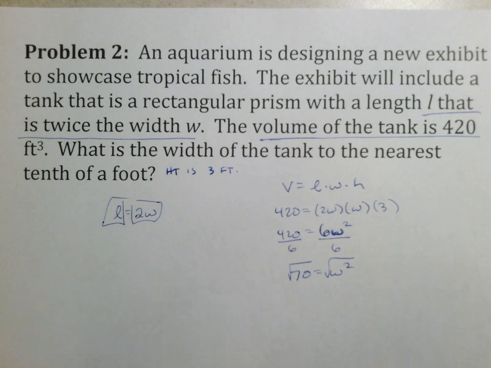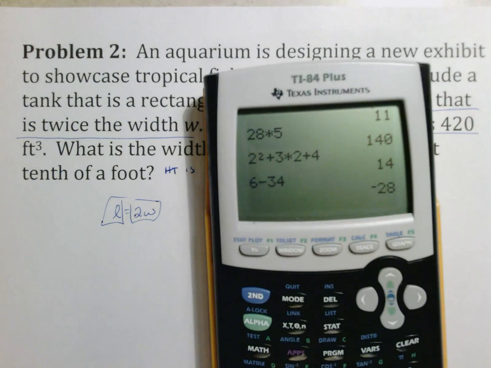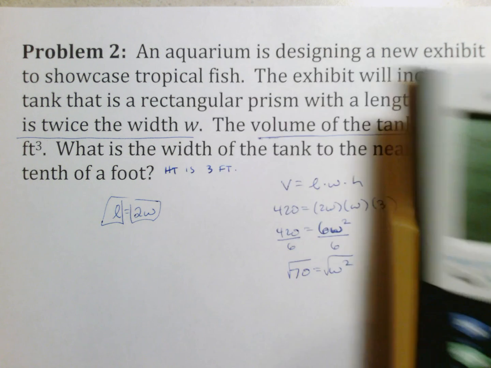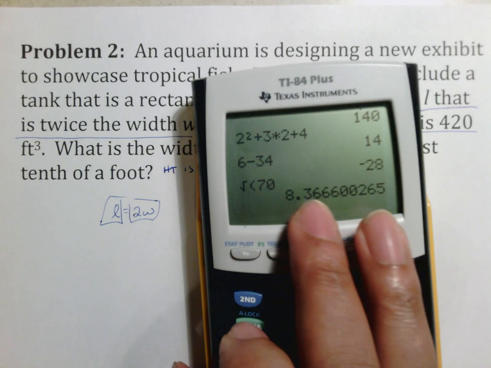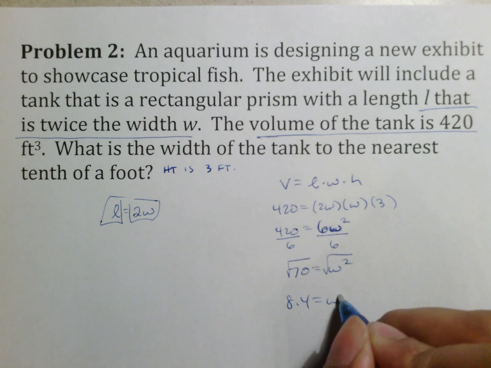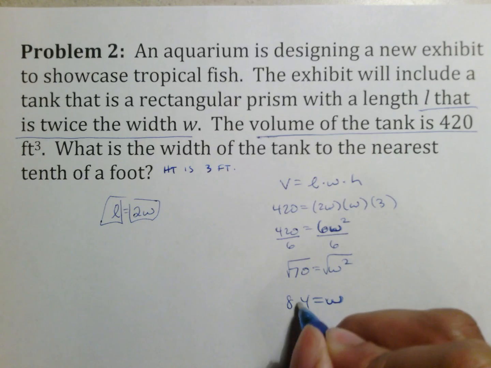That's an ugly number, but we can do that in our calculator. Again, second x squared is how you get that up into your calculator. So second x squared of 70, and we get 8.36, and they wanted the nearest tenth of a foot, so it means we want tenths, which is the first number. So 8.4 is your width of that pool.